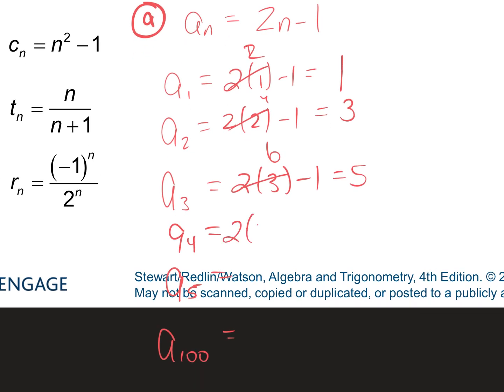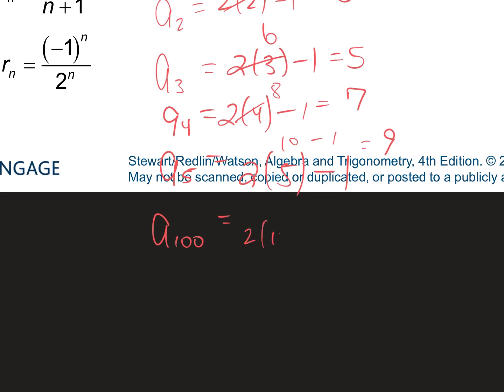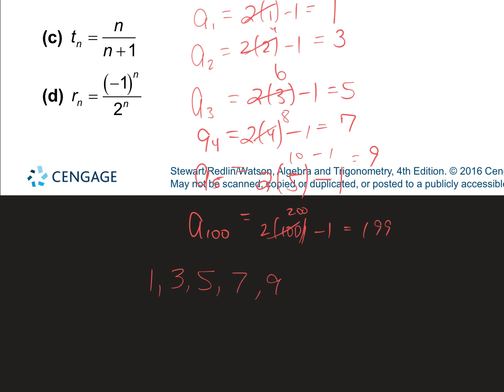So then I'm going to find the 4th term. So 2 times 4 is 8. Minus 1 is 7. Good. Fifth term, I'm going to plug in 5. So 2 times 5 minus 1 is 10 minus 1 is 9. And then 100. 2 times 100 minus 1. Well, 200 minus 1 is 199. So the first 5 terms of this sequence are 1, 3, 5, 7, and 9.